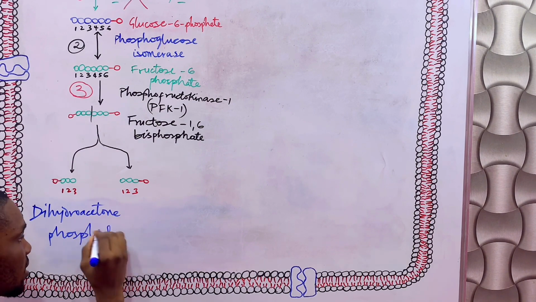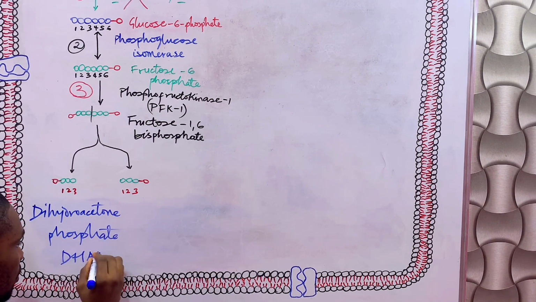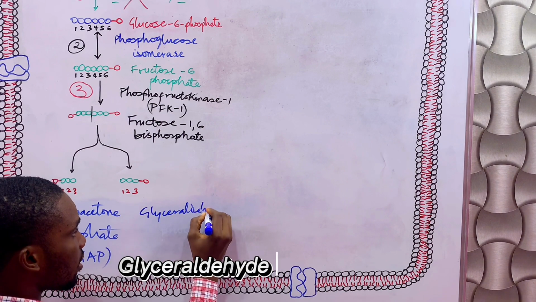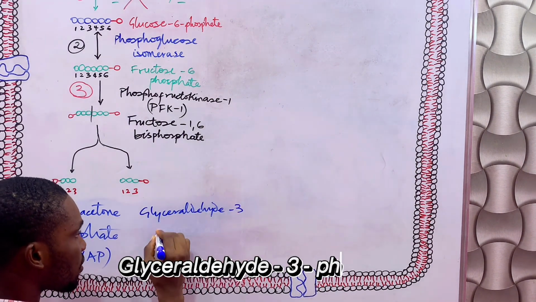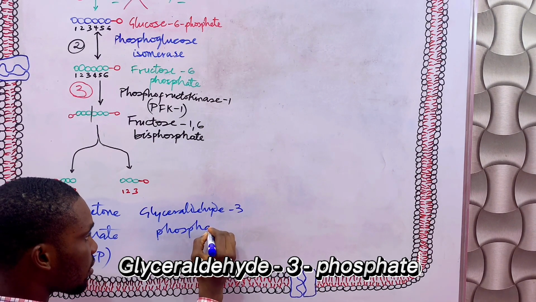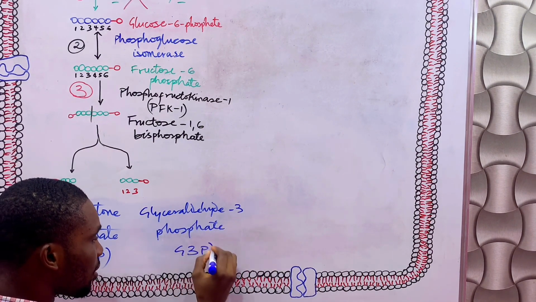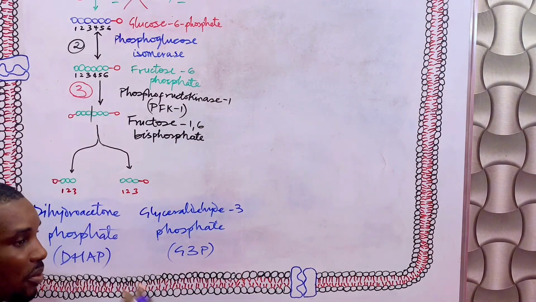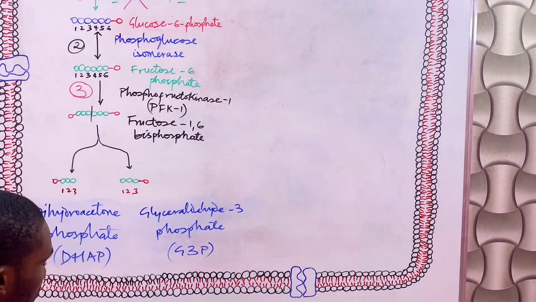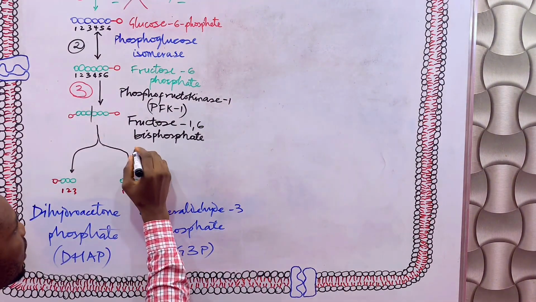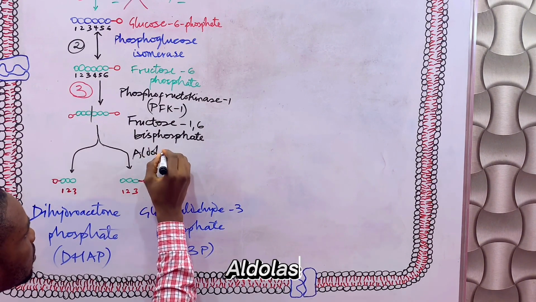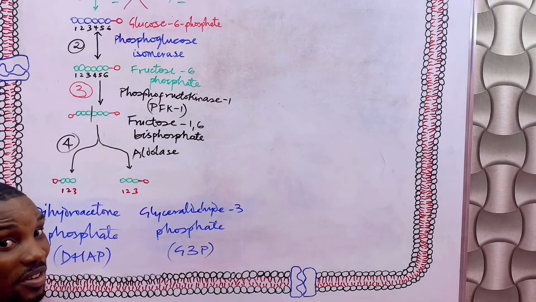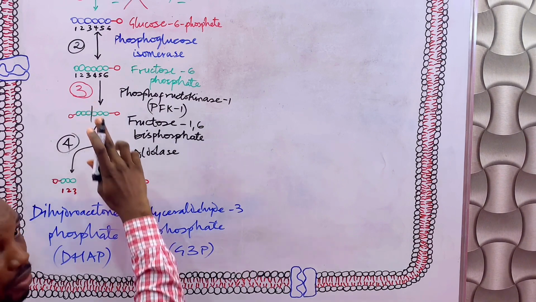Acetone is the smallest ketone. So it's a ketone, okay? The other one is glyceraldehyde 3-phosphate. We can call it G3P for short. So glyceraldehyde 3-phosphate and dihydroxyacetone phosphate are isomers of each other. And the reaction was catalyzed by an enzyme called aldolase. So this is reaction 4. Is it reversible or not? It is reversible, so we have our arrow pointing up and down.